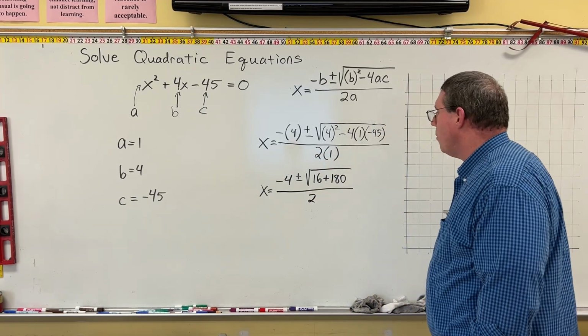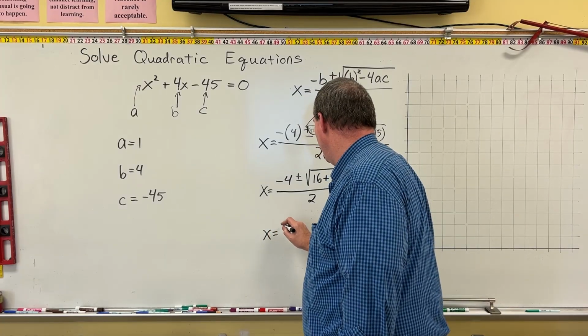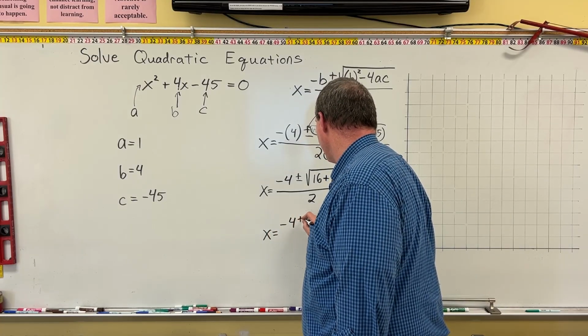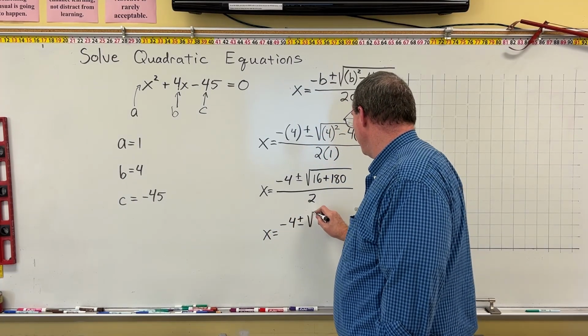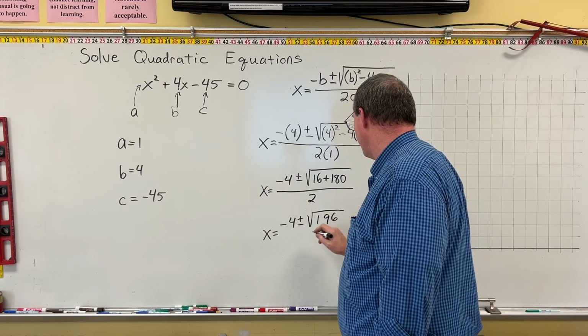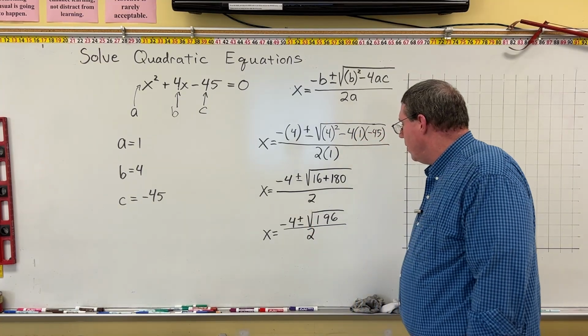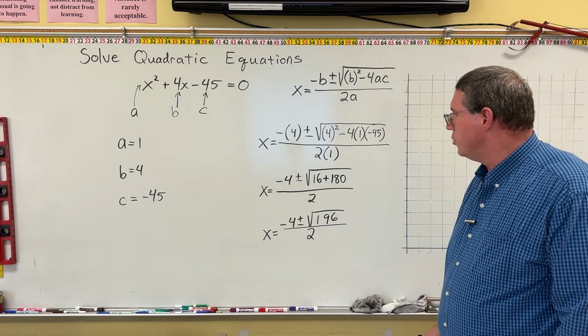Okay? Now what we want to do is we want to do what's under the radical here. So we have x is equal to negative 4 plus or minus the square root of 16 plus 180 is 196, and the whole thing is over 2. Now, here's where we're able to do step 3.